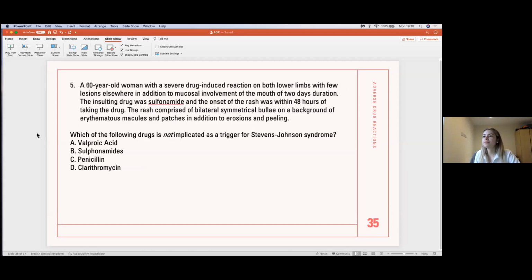And the last question. You've got a 60-year-old woman with a severe drug-induced reaction on both lower limbs, with few lesions elsewhere, in addition to mucosal involvement of the mouth of 2 days duration. She was taking sulfonamide, and the onset of the rash was within 24 hours of taking the drug. The rash had bilateral symmetry bullae on the background of erythematous macules and patches, in addition to erosions and peeling. So which of these drugs is not a trigger of Stevens-Johnson syndrome?